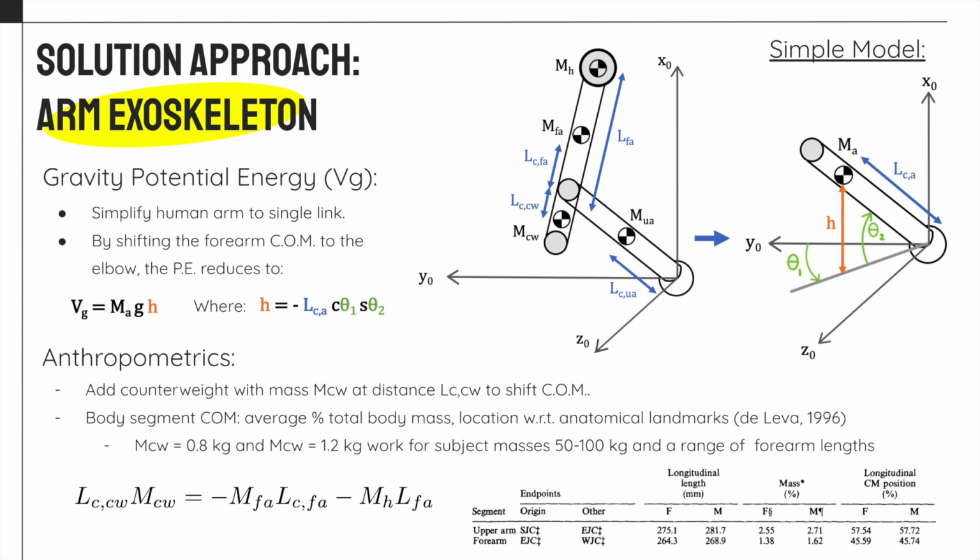Standard values for the forearm length, mass of the forearm and hand segments as a percentage of total body mass, and the position of the forearm center of mass relative to anatomical landmarks were retrieved from anthropometric tables. The bottom left equation relates the counterweight mass and distance from the elbow to the subject-specific anthropometrics. We found that a lighter 0.8 kilogram mass and a heavier 1.2 kilogram mass at distances of 6 to 12 inches from the elbow would be effective for a wide range of subjects.